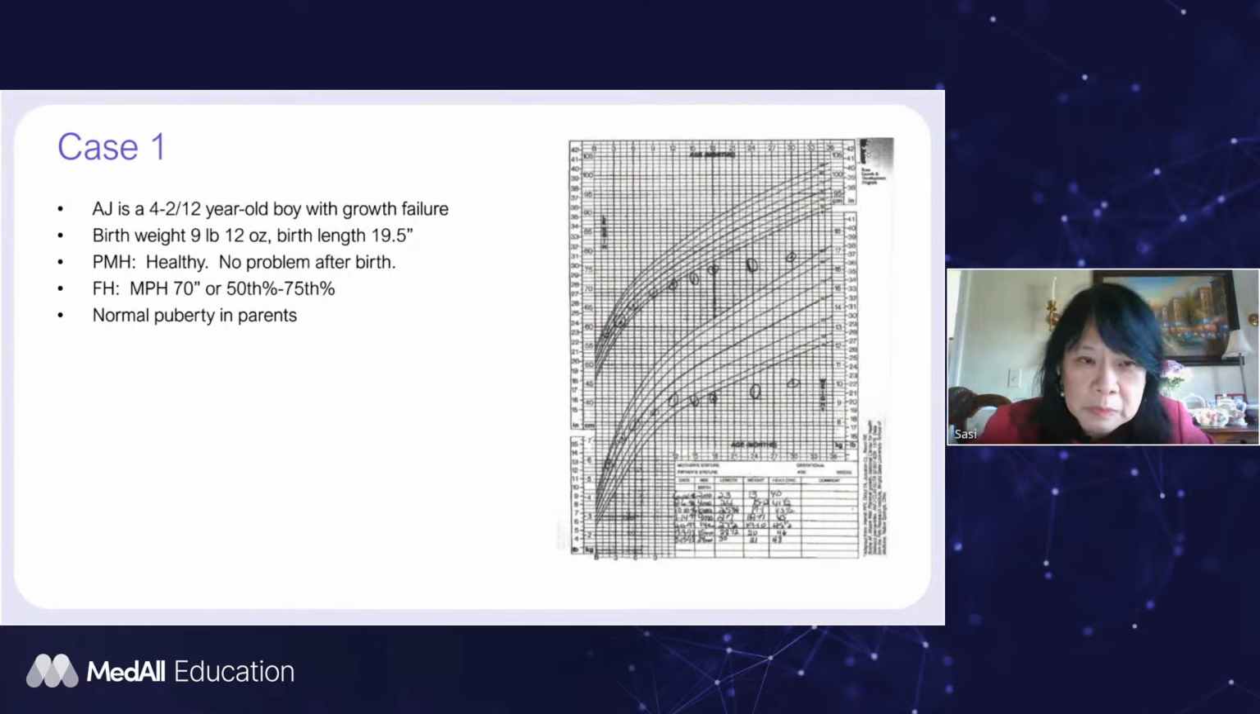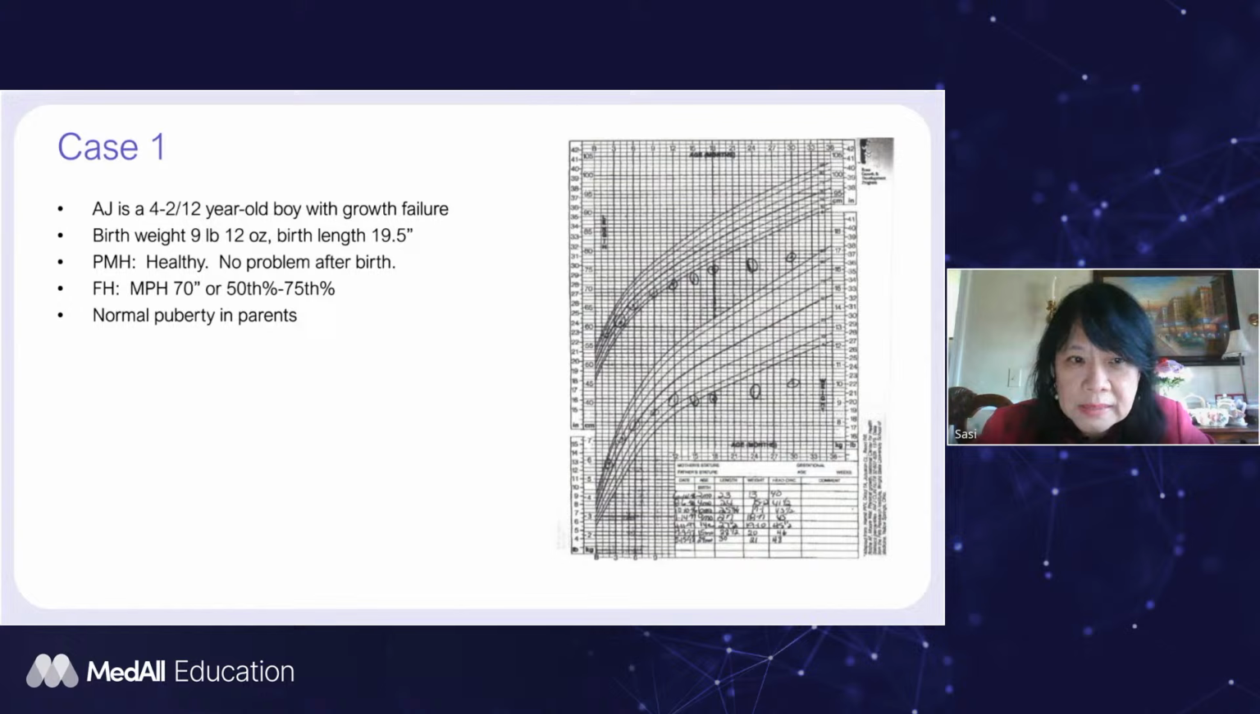So he presented at the age of 4 years 2 months with growth failure, and that's his growth chart. You can see that he had normal birth weight, normal birth length. Actually his birth weight is 9 pounds 12 ounces and birth length 19.5 inches, which are very typical, very good size as a newborn. And he's healthy, no problems after birth.